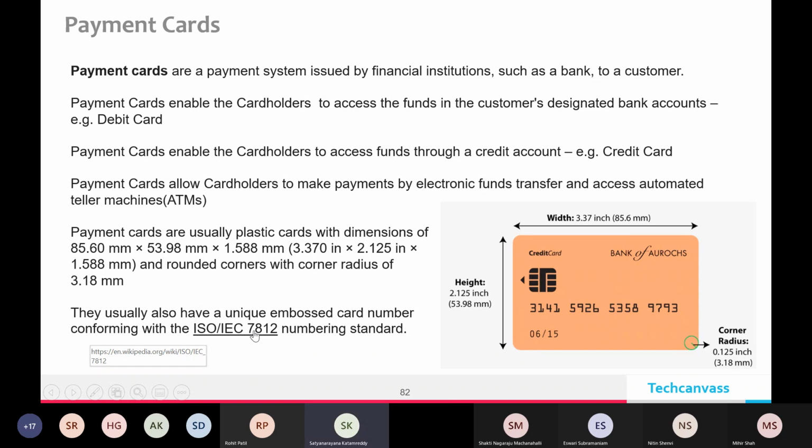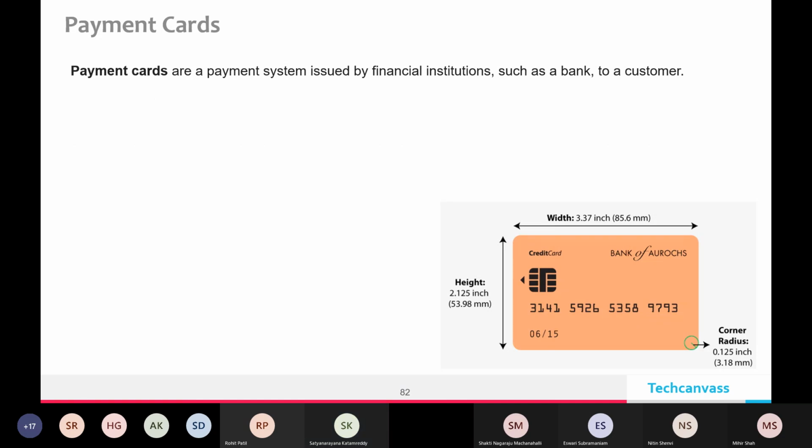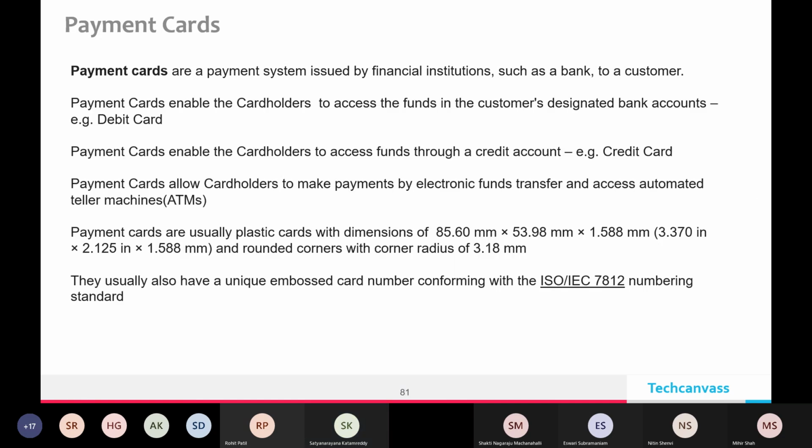Yeah, okay, got it. And one more thing, in our previous slides you mentioned the credit limit. So the credit limit is defined by the issuing bank. Yes, it is defined by the issuing bank. The issuing bank analyzes the credit potential of the customer, and based on that they define the credit limit. Okay, for that credit limit, are there any specific parameters they need to follow?